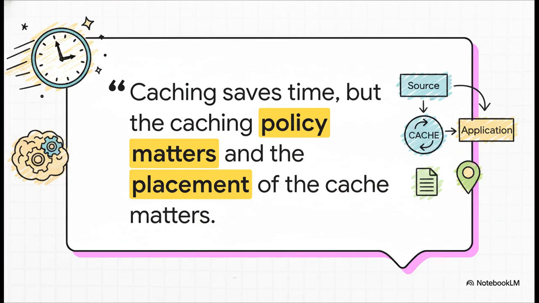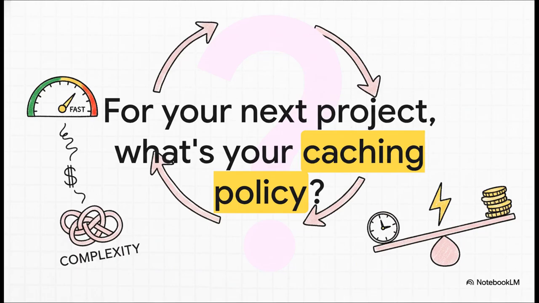Your caching policy, the rules for how you update data and what you kick out, and the placement of that cache, those choices are absolutely critical. You have to think deeply and make the right choices for your specific system. At the end of the day, caching is a game of trade-offs. It's a constant balancing act between speed, cost, and complexity. The real question isn't if you should cache, but how you should do it.